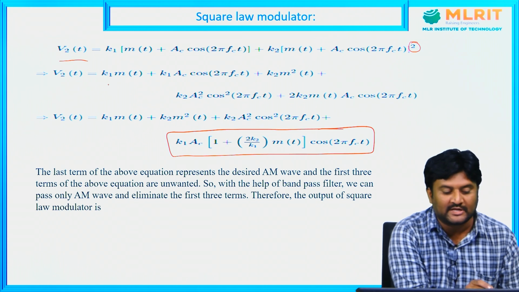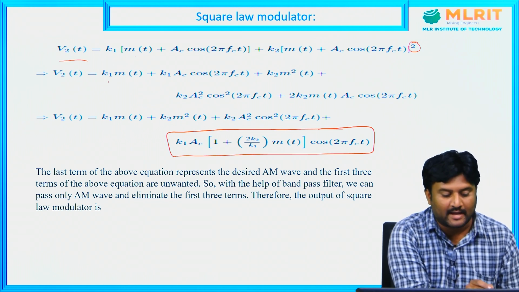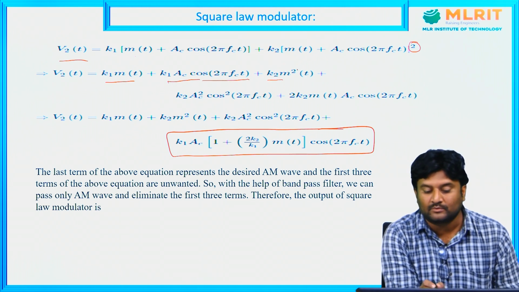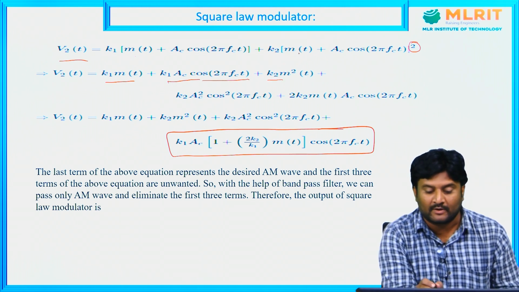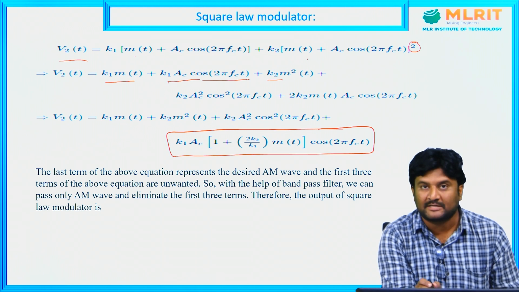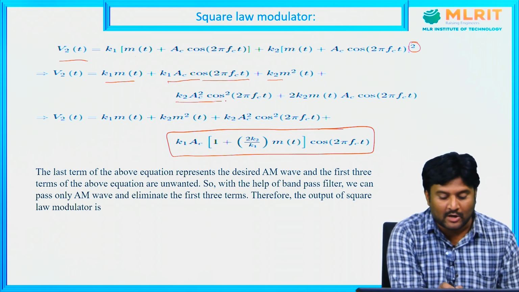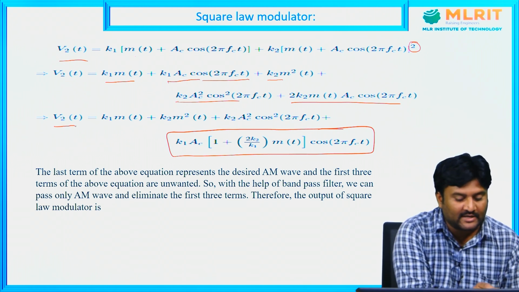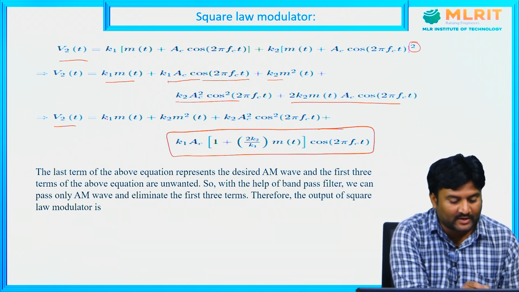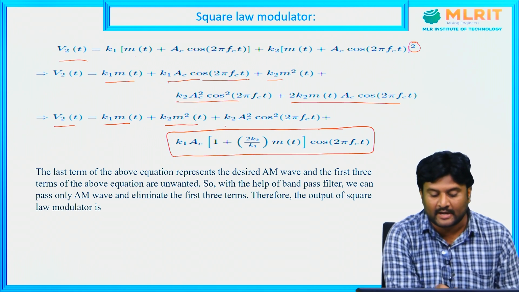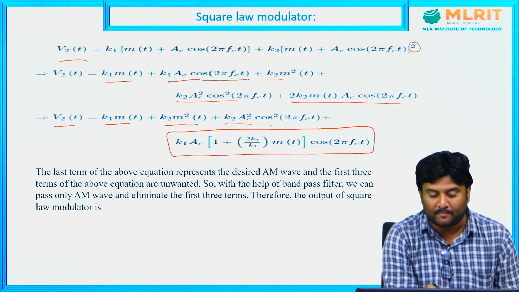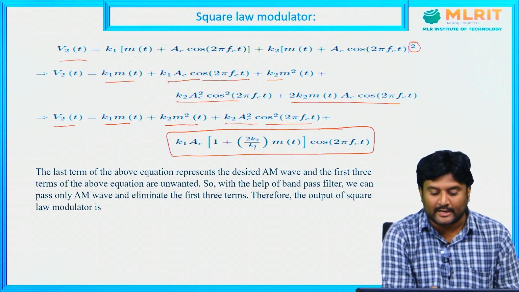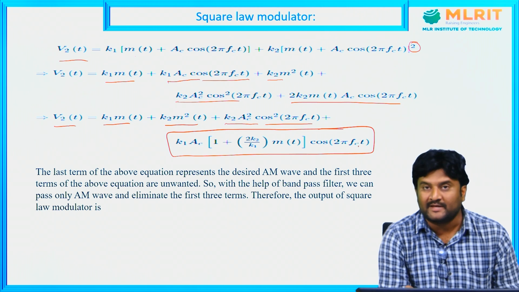Then V2(t) is equal to, multiplying here, k1 m(t), k1 Ac cos 2πfct, plus k2 m squared (t), plus, since (a plus b) whole squared is a squared plus b squared plus 2ab. Then I am elaborating each one. V2(t) is equal to k1 m(t), k2 m squared (t), k2 Ac squared cos squared 2πfct, and k1 Ac times (1 plus 2k2 by k1 m(t)) cos 2πfct.